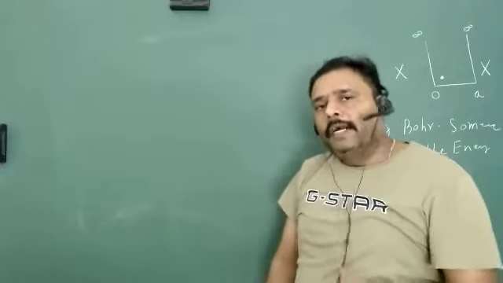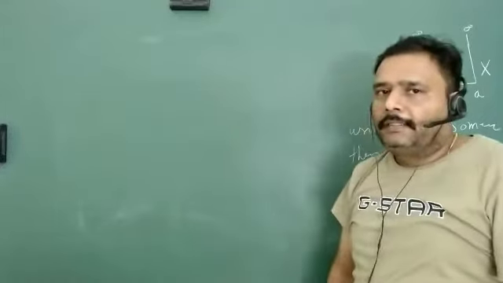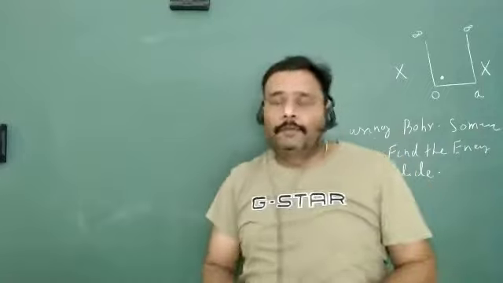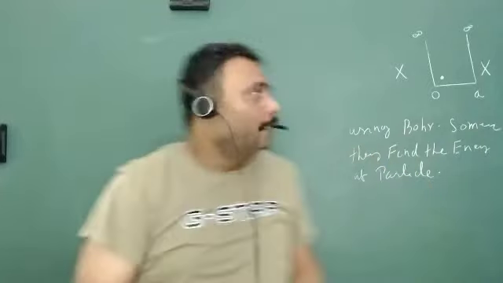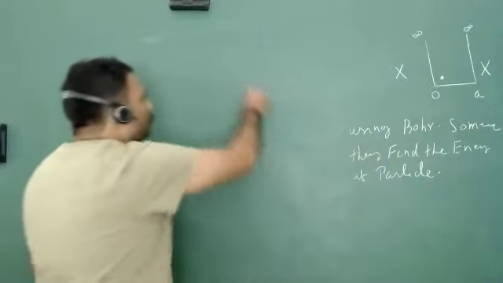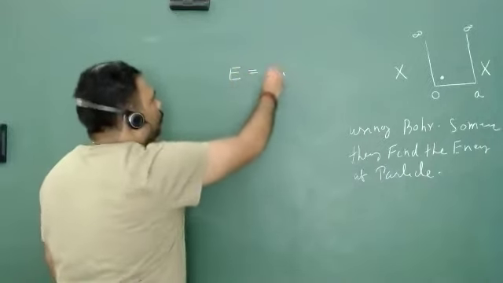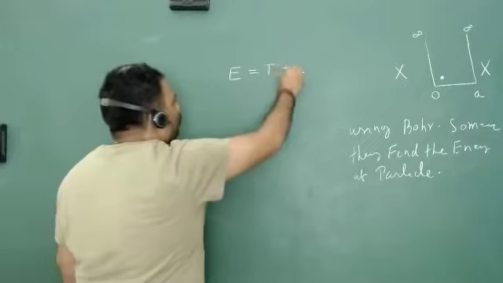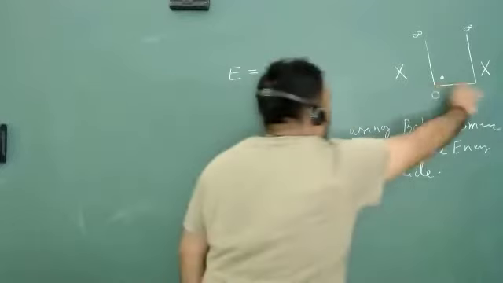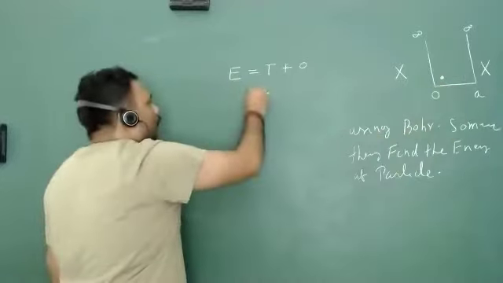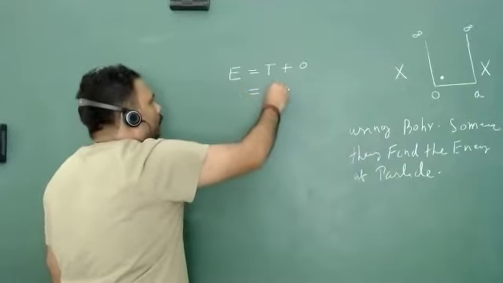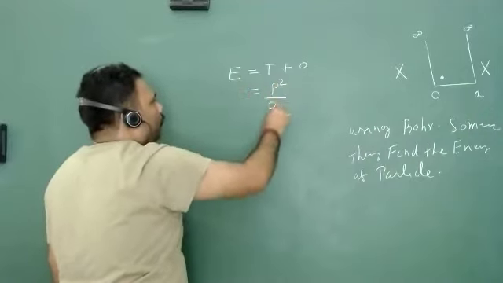So what are the possibilities if you are not obeying the Bohr-Sommerfeld theory? Then energy is only kinetic energy, and there is no potential energy because the particle will always be confined inside the box. And what is kinetic energy? The kinetic energy is nothing but p square upon 2m.